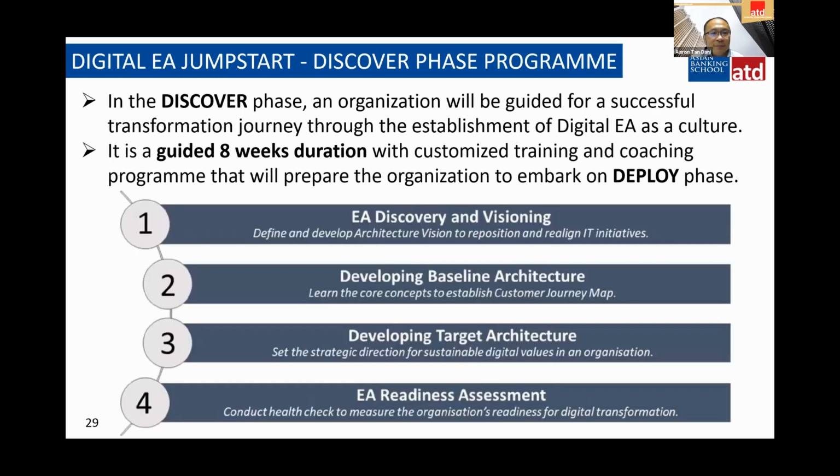Okay. So this basically involves 4 steps. The first one is the EA discovery and visioning, so we work together with the client to discover this. Then after that, we develop the baseline, understanding what you have, and then develop a target. Once you have developed the target, you know where you are heading and what you have. Then you have the gap, right? Then after that, we look at the readiness. Are we ready to embark? Okay, this is called the EA discover phase.